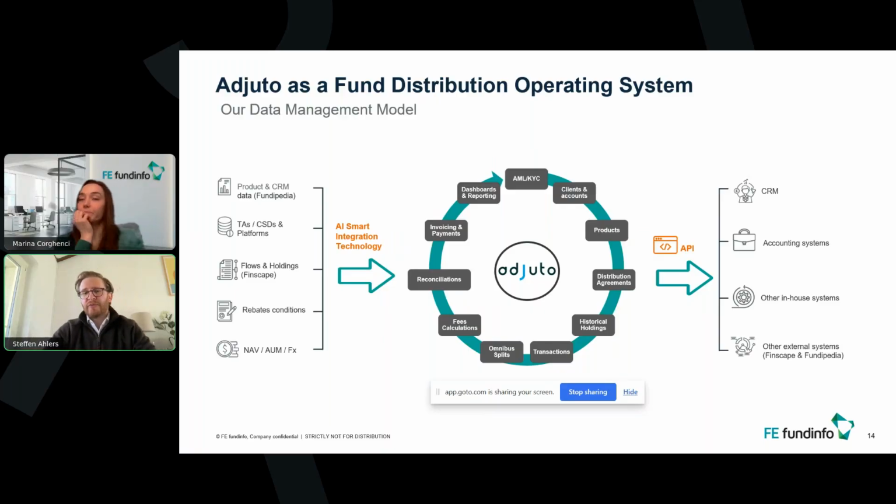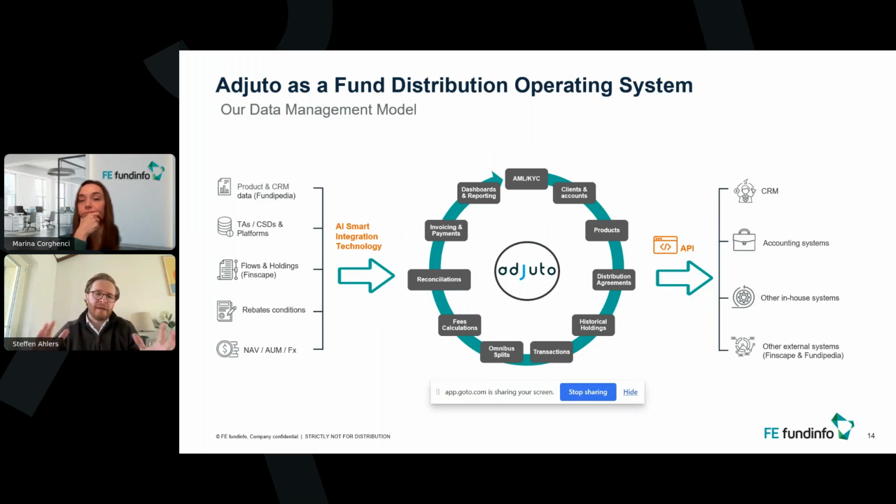And then, of course, you also might need to do some reconciliation. So for instance, if Clearstream, Allfunds, Euroclear, whatever, is sending you some calculations and you want to reconcile that against what you have calculated in Adjuto, we can do that and automate these processes. But we can also process invoices and payments directly out of Adjuto. And the last part, which is where the circle ends, is basically the dashboard and reporting. So this is the MI element that we talked about.